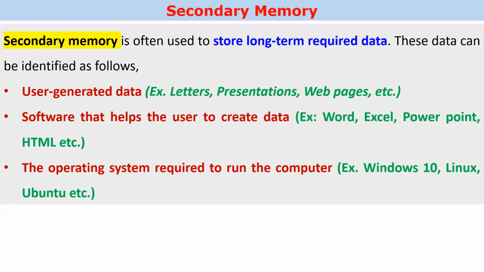The tools required for creating documents or presentations are called software. Therefore, we use secondary memory to store different types of software. Right, remember that point. The first one, user generated data. Second one, software or computer programs. Third one, operating system. Right? The operating system is also available in the secondary memories.